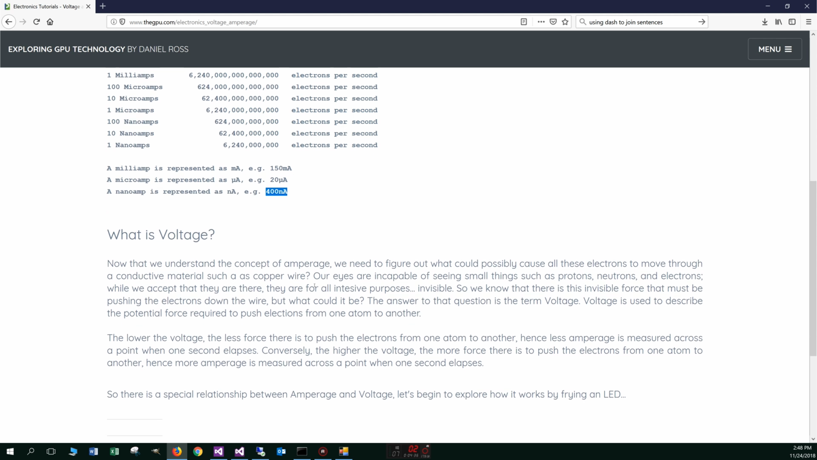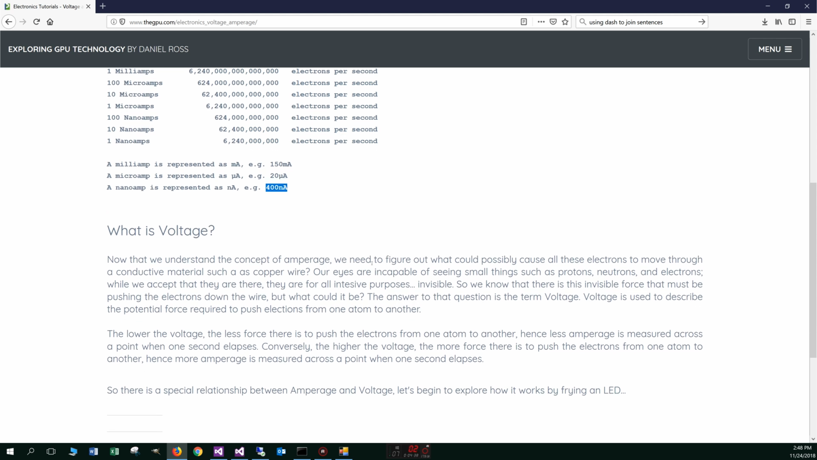Now that we understand the concept of amperage, we need to figure out what could possibly cause all these electrons to move through a conductive material such as copper wire. Our eyes are incapable of seeing small things such as protons, neutrons, and electrons. While we accept that they are there, they are, for all intents and purposes, invisible.